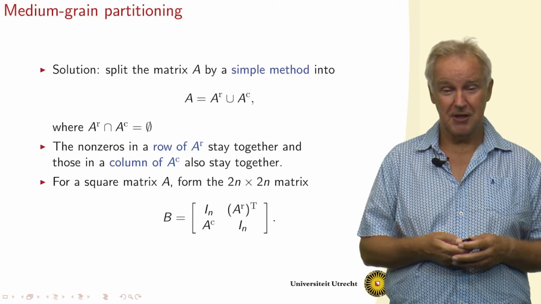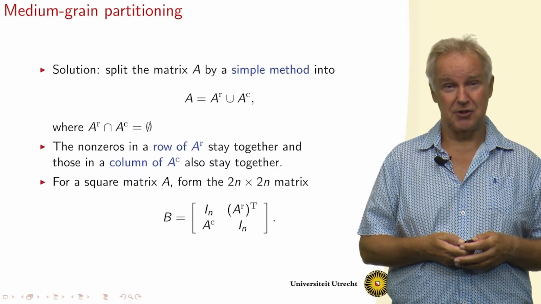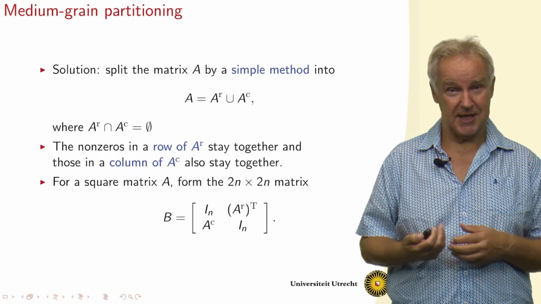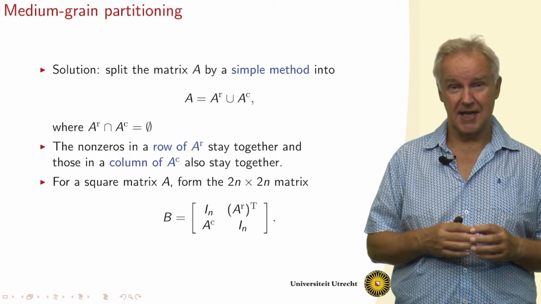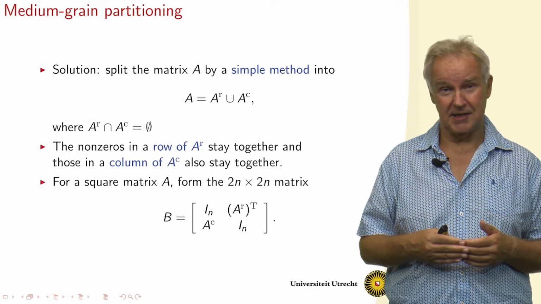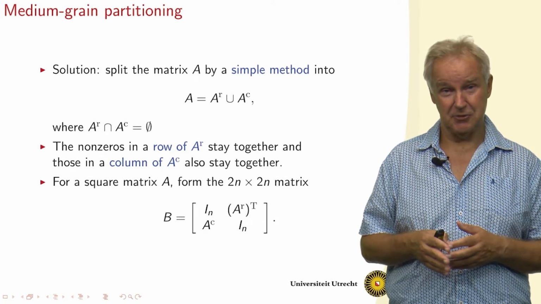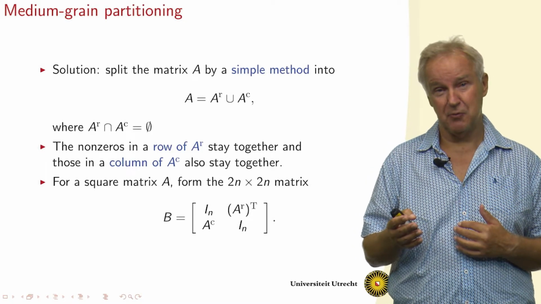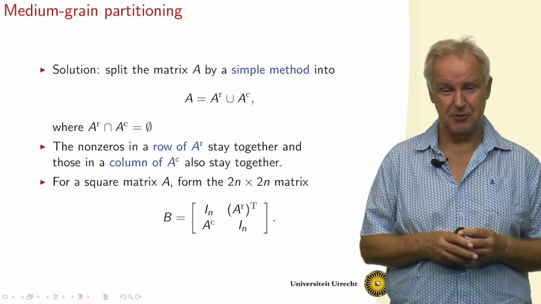So the solution is to split the matrix A into two parts: AR, which contains rows, and AC, which contains columns. AR we call the row matrix, AC the column matrix, and they are disjoint. And all the non-zeros in a row of AR, by design, stay together. And all those in the columns of AC, they also stay together. So if this split is favorable, we get close to what we really want, and that is non-zeros in rows being together and non-zeros in columns being together.